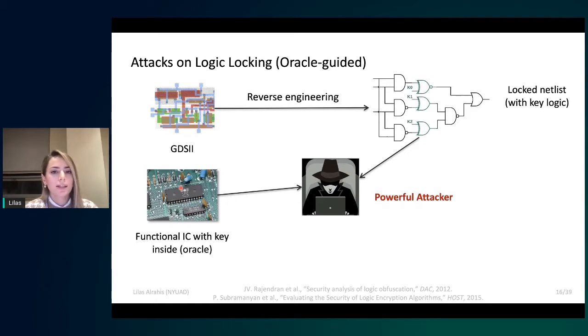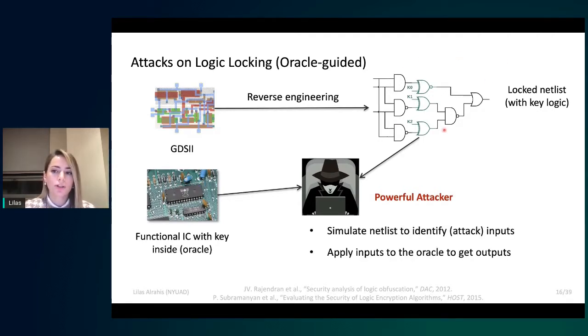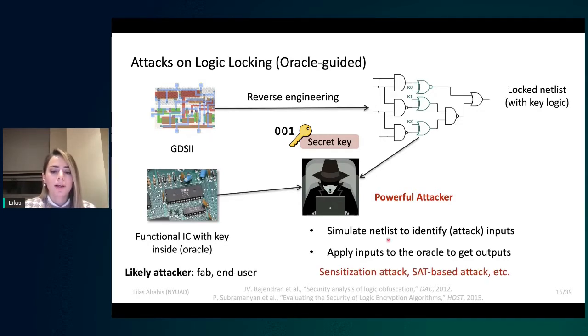The attacker cannot see the key, but can give this chip some input patterns and observe the correct output responses. By looking at the structure of the locked netlist with the key logic, the attacker can identify some meaningful input patterns to apply to the chip, and based on the responses, decipher the secret key, which happens to be 100. So it's a binary key here. Some examples are sensitization and the famous SAT-based attack.